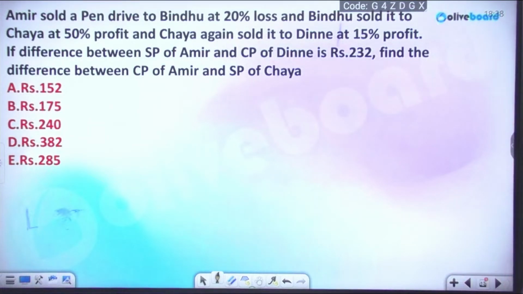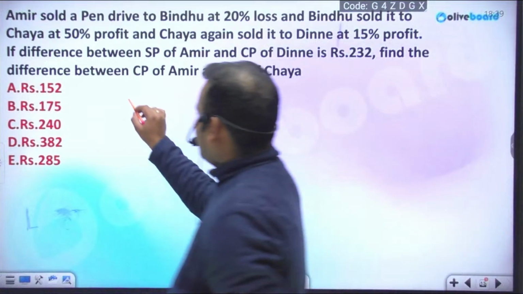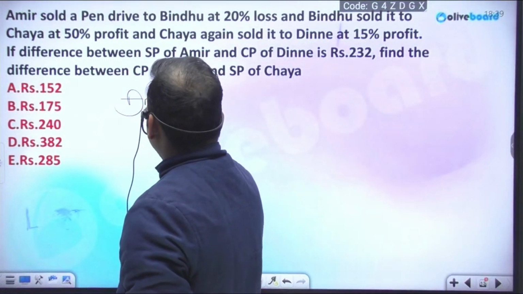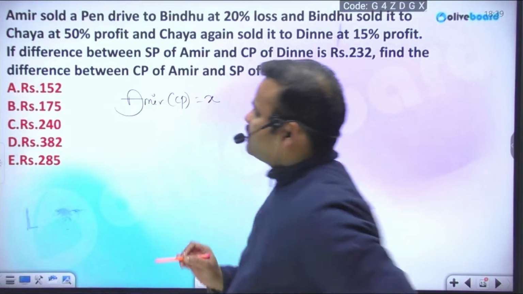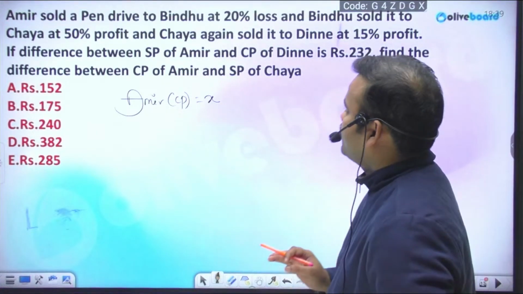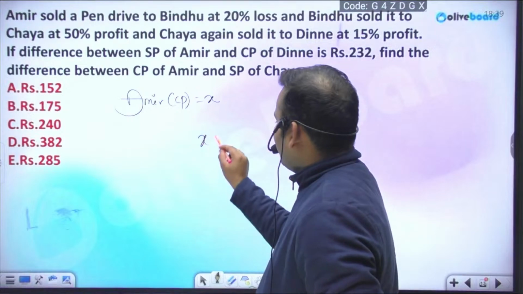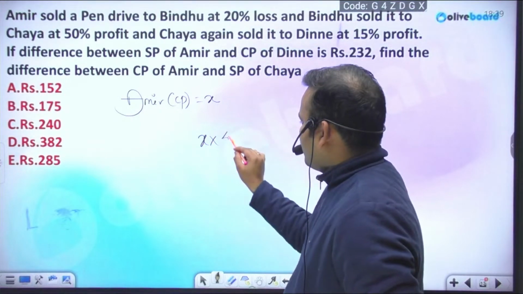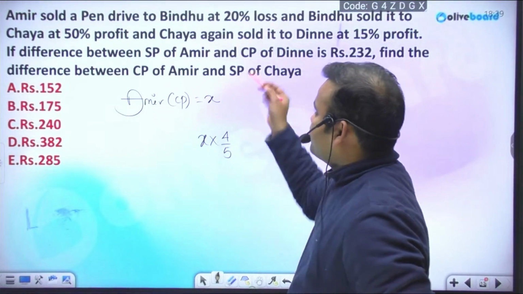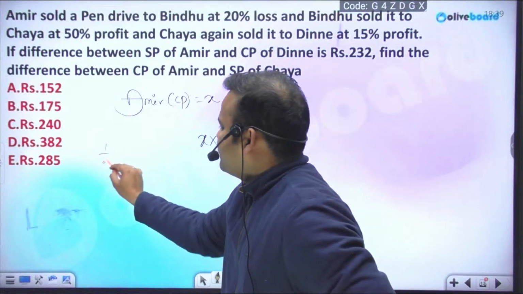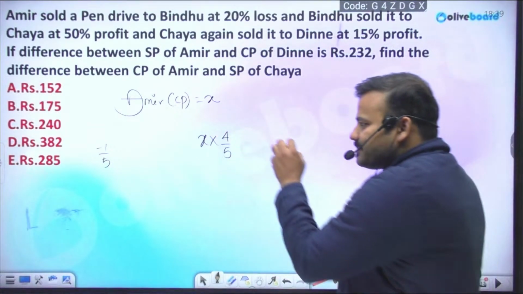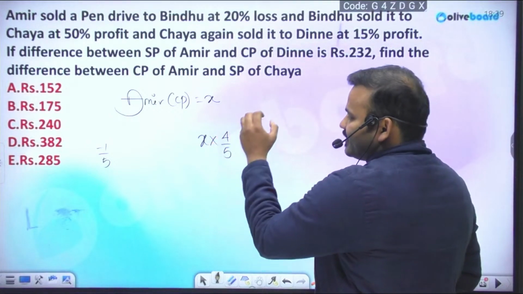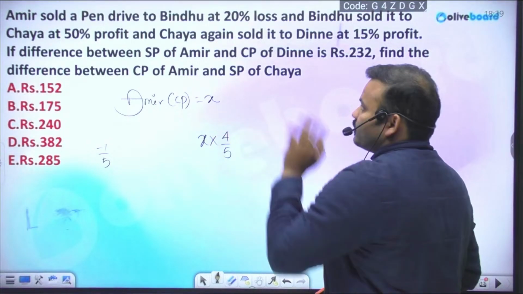Amir sold a pen drive to Bindu at 20% loss. Let's say the cost price for Amir is X, or else in ratio form also we can do. Amir is selling it at 20% loss. 20% is 1 by 5, so there is a loss of 1 by 5, that means 4 by 5. This is the selling price of Amir, and this represents the cost price for Bindu.